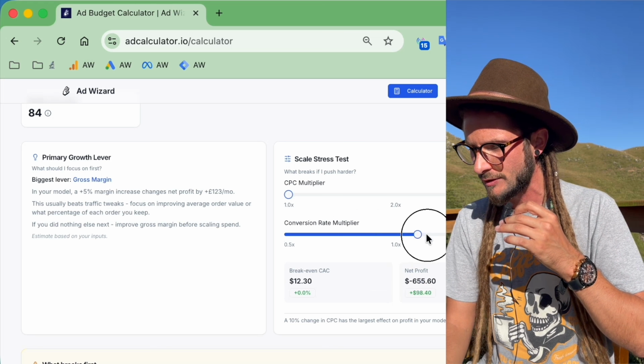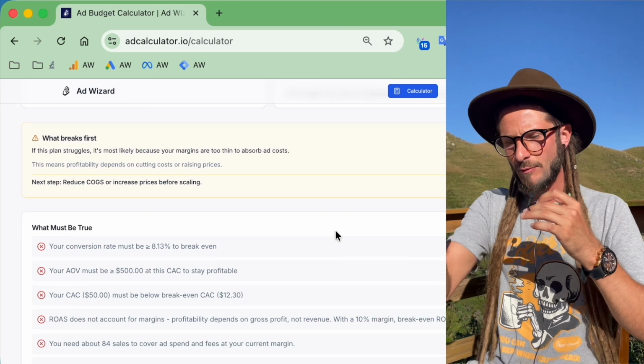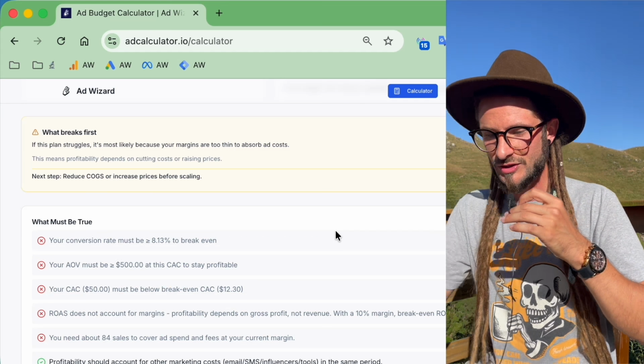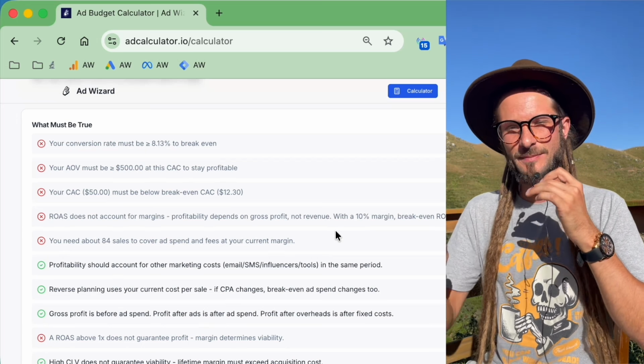So this is a really cool tool that will allow you to also see how the numbers are moving depending on the results that you're seeing. We've got here what breaks first, right? If your math struggles, what are some recommendations that we can give you? What must be true in order for this model to be fully accurate, right?